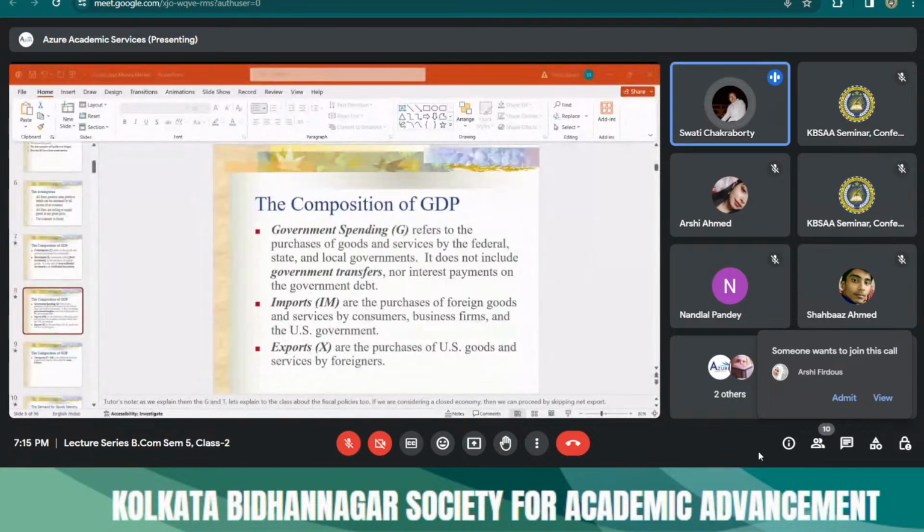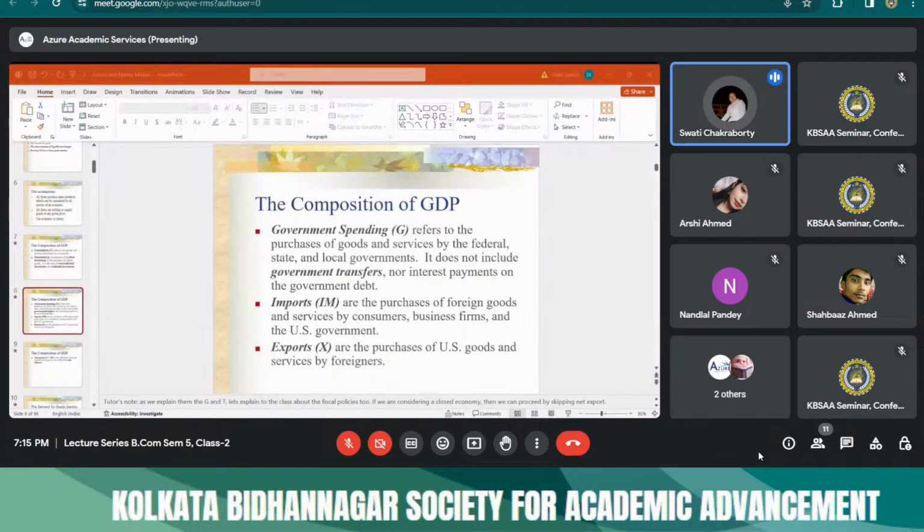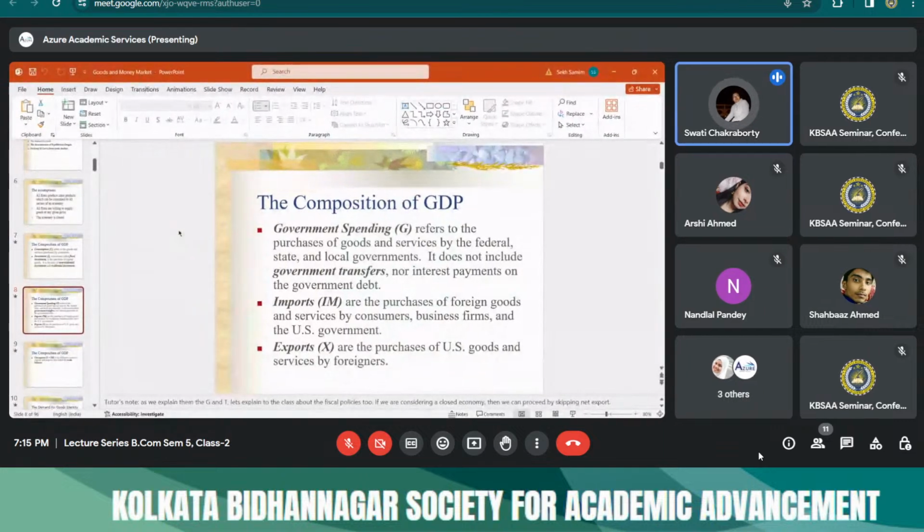The third component is government spending, G, that is, government spending on goods and services. One has to remember it does not include any government transfers, nor any interest payments on government debt. Only government expenditure on goods and services is included. Now, in GDP we also have imports and exports. Imports are the goods and services a country purchases from a foreign country, which could be purchased by consumers, firms, or the government. Exports are what is sold to foreign countries. Net exports, that is exports minus imports, is also called the trade balance.